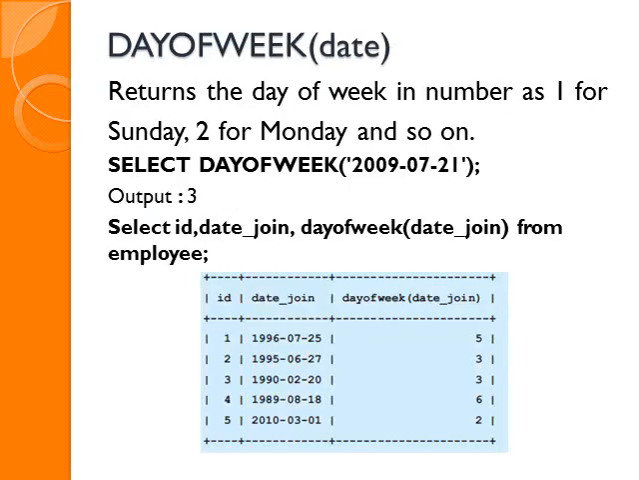DAYOFWEEK. Again, one argument, a date, is required, and it returns the day of the week as a number: 1 for Sunday, 2 for Monday, 3 for Tuesday, 4 for Wednesday, and so on. Example, SELECT DAYOFWEEK 21st July 2009. It is giving output as 3. That means it was Wednesday. SELECT ID, date_join, DAYOFWEEK(date_join) FROM employee. You can see in the third column the number of the day is being displayed.